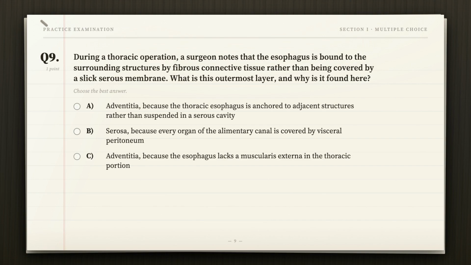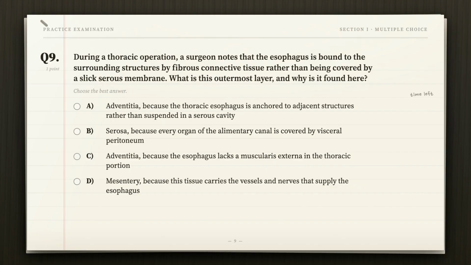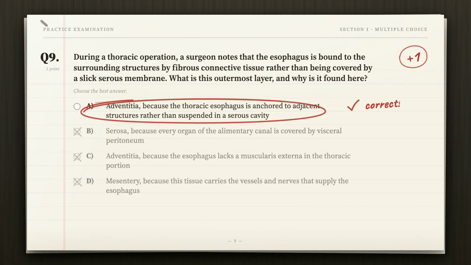C. Adventitia, because the esophagus lacks a muscularis externa in the thoracic portion. D. Mesentery, because this tissue carries the vessels and nerves that supply the esophagus. Which one is it? Pause the video if you need more time. The correct answer is A. Adventitia, because the thoracic esophagus is anchored to adjacent structures rather than suspended in a serous cavity.